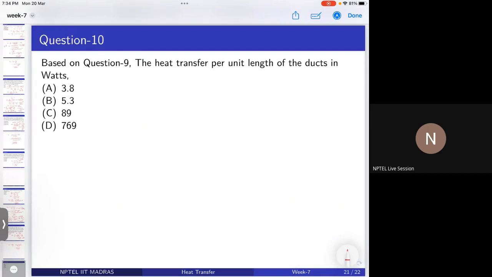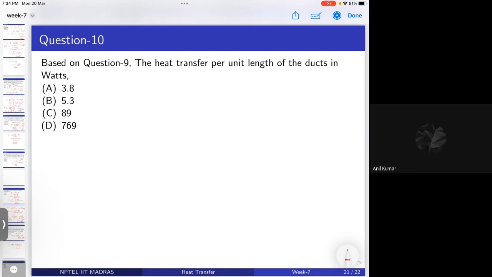Please expect that in some cases there will be some extra information given in the question. It is not necessary that you should use that information to solve the question. For example, say.